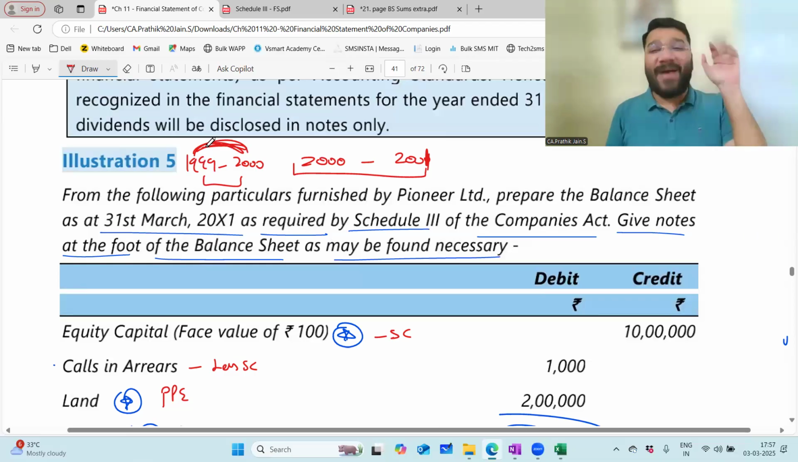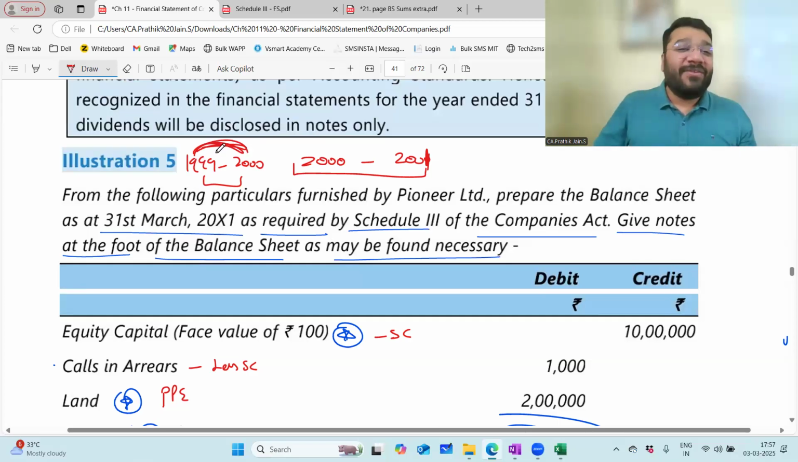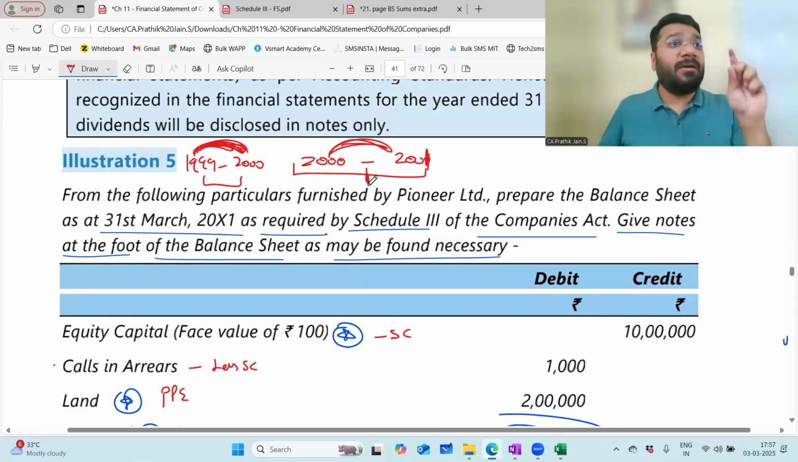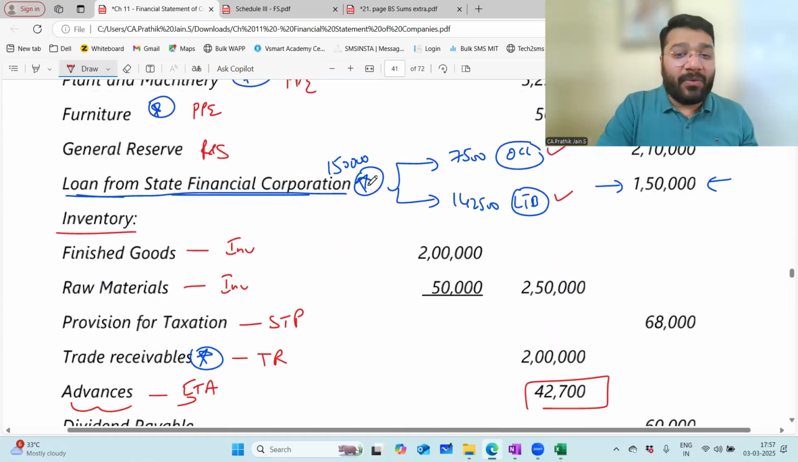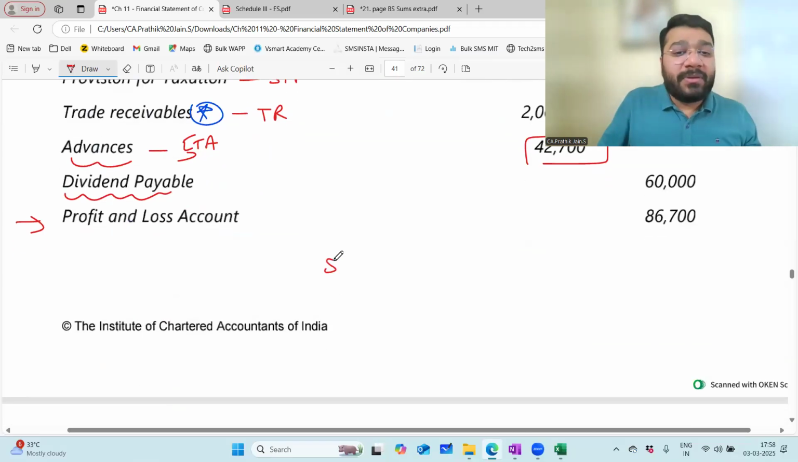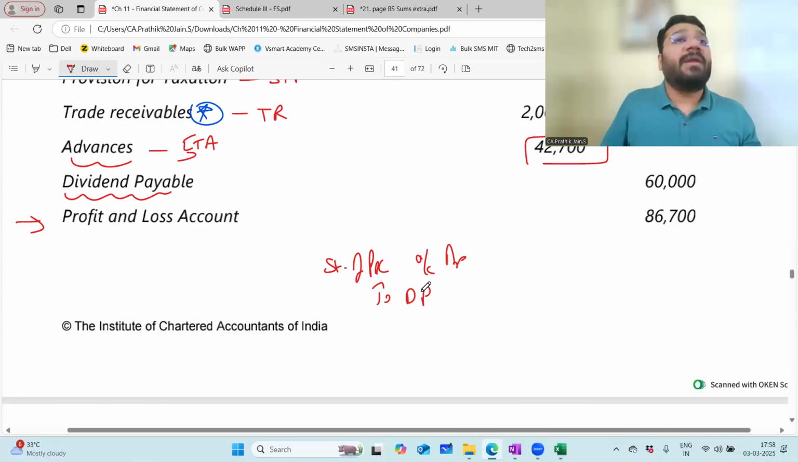Now, okay, come back. For this year, the dividend has been proposed by the board of directors, which will be approved in the current year by shareholders. When in the current year it is approved, somewhere in the middle of the year, July, August, September 2000, the dividend has been approved by the shareholders. The moment the dividend is approved by the shareholders, you have to pass an entry in the current year. What is that? Statement of P&L account debit to dividend payable.